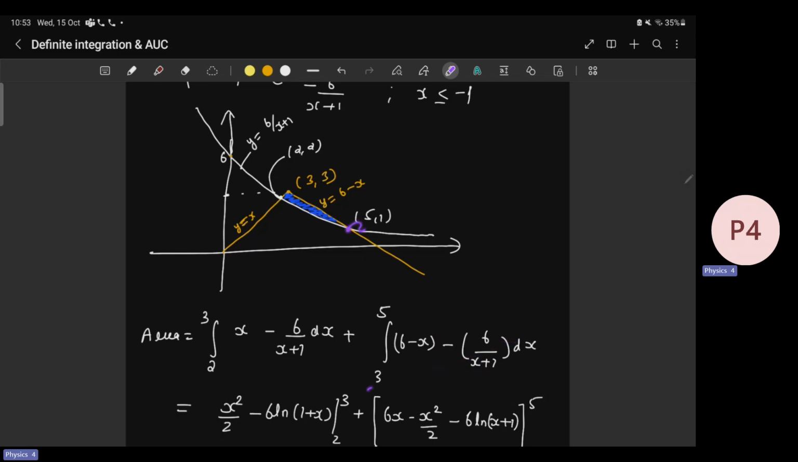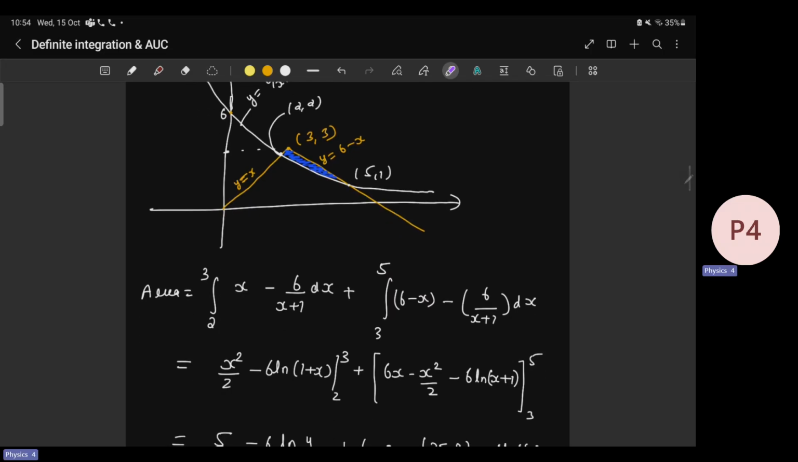This is also a point of intersection. We can find it: y equals 6 minus x, and y equals 6 upon x plus 1 equals 6 minus x. Solve these two. x equals 5 is the answer. We will get the point of intersection. So now we will integrate this area from x equals 3 to x equals 5. We will get this area.